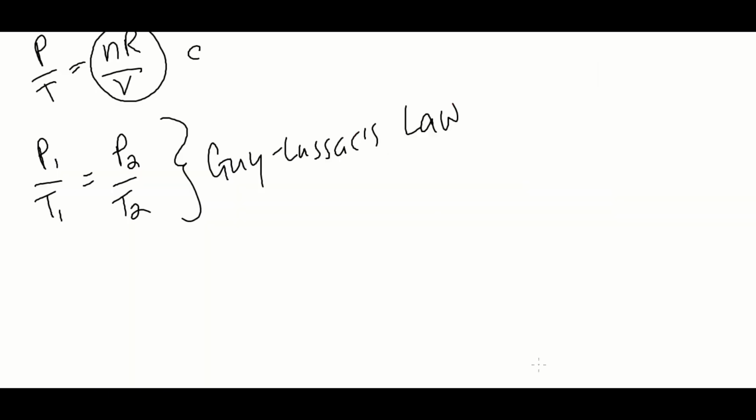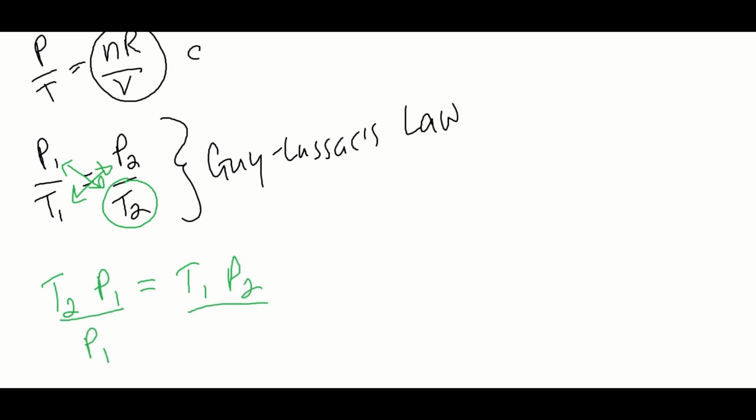Next, let's rearrange Gay-Lussac's law to isolate the variable we're solving for, the final temperature. I'm going to cross multiply to get rid of the fractions. So T2 times P1 is equal to T1 times P2. Now we can isolate T2 by dividing through by P1. Now we can plug in our values.